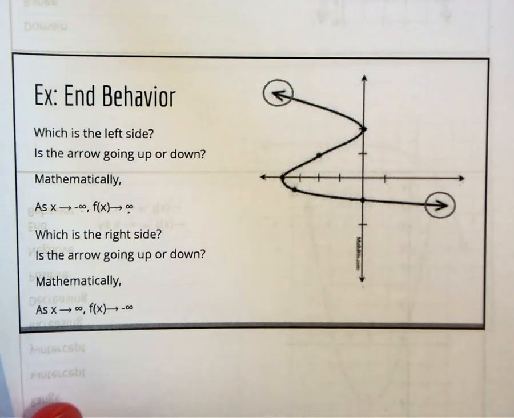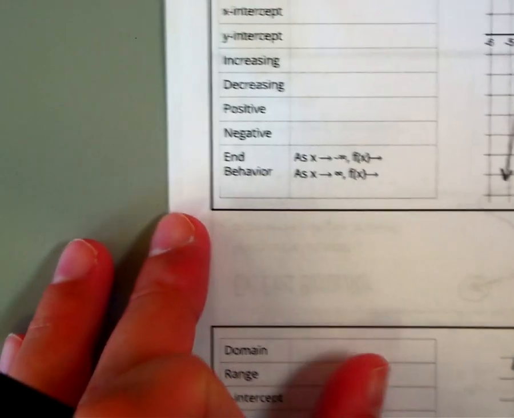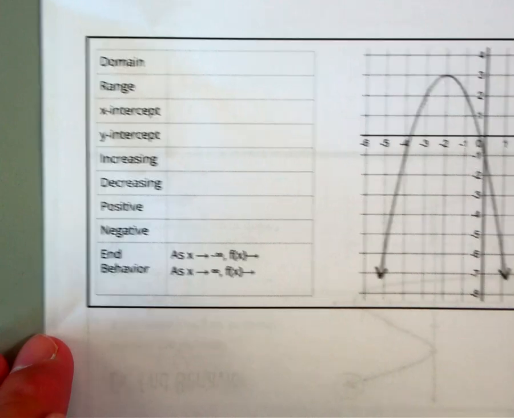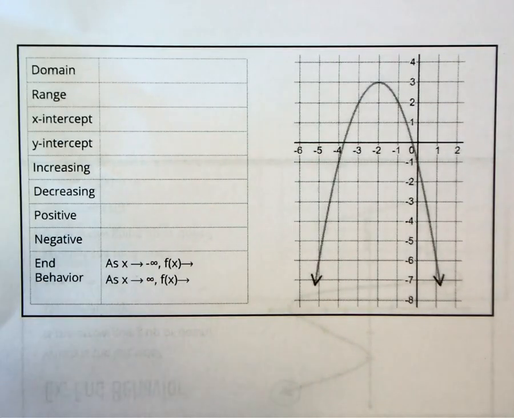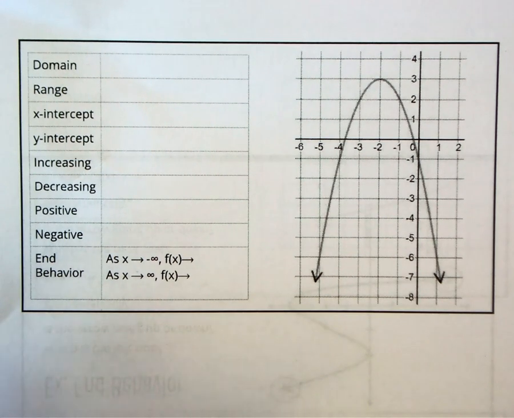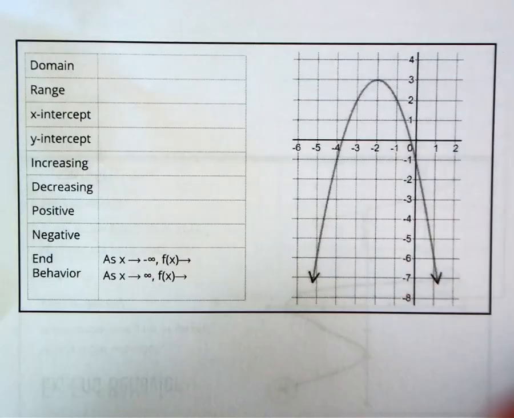So we'll do a couple of examples, and we're going to put all of the stuff that we know about functions together. So starting with domain and range, x and y intercept, increasing, decreasing, positive, negative, and end behavior. So my domain, let's see if we can put everything in there.